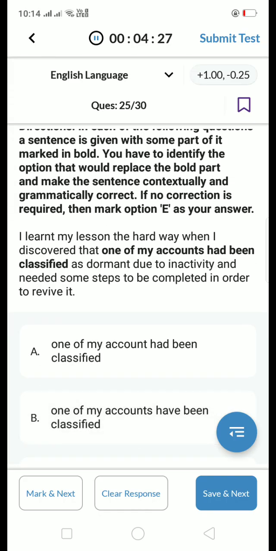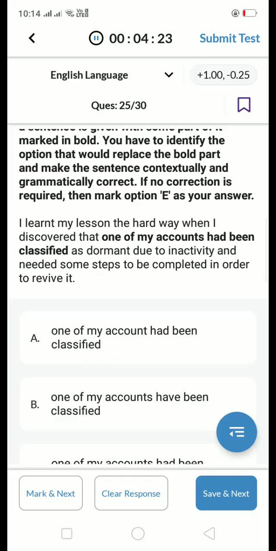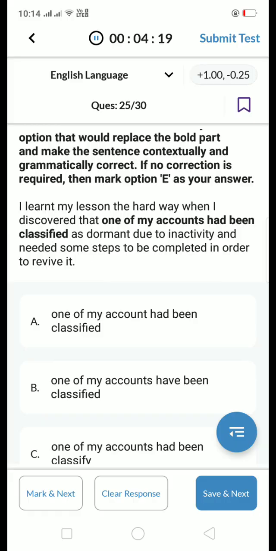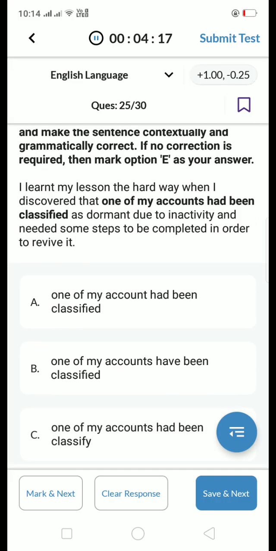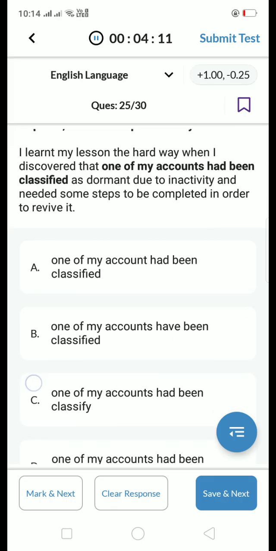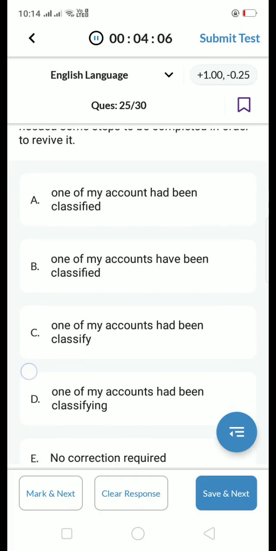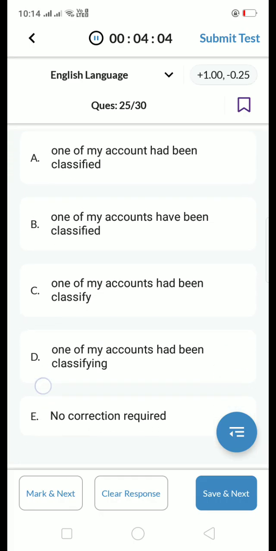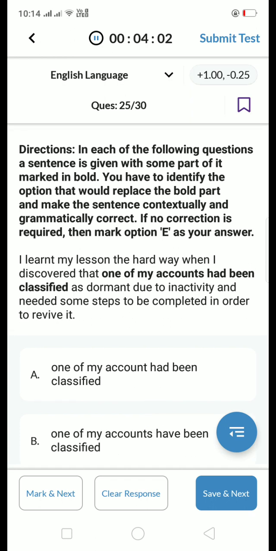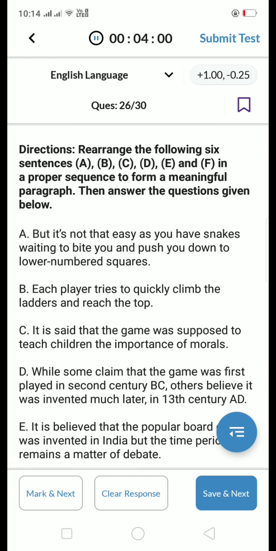I learned my lesson the hard way when I discovered that one of my accounts had been classified. That one of my accounts here have been, one of my classified had been classified as dormant. I don't think any correction is required here. I think this sentence is perfectly fine.